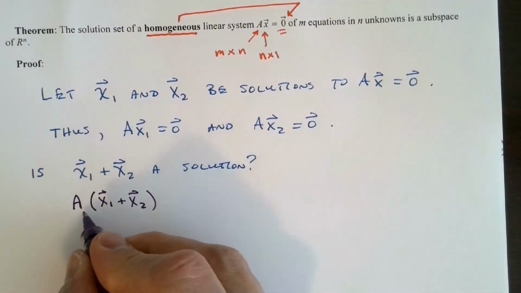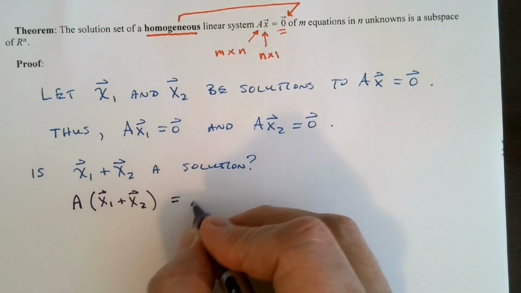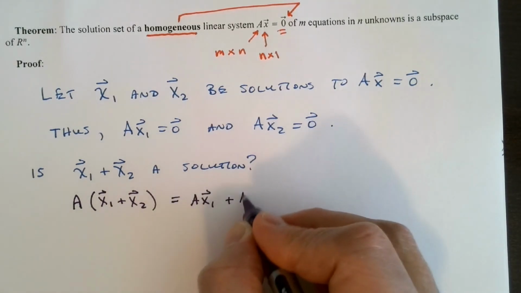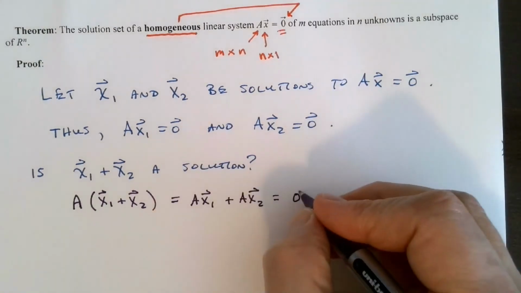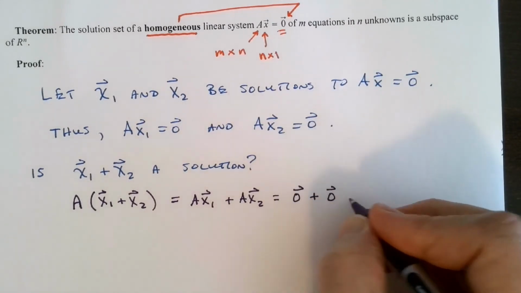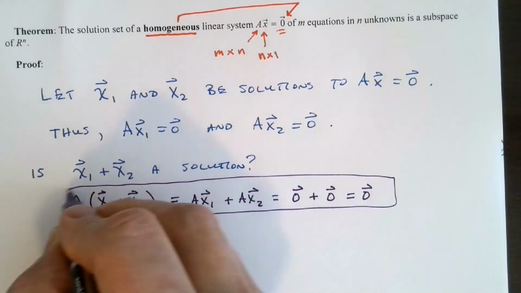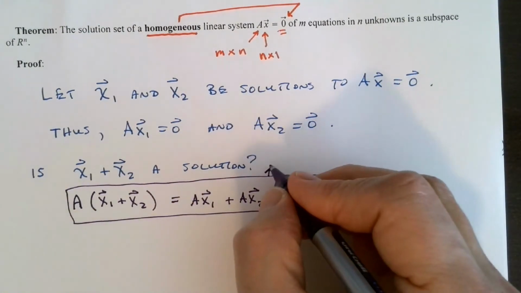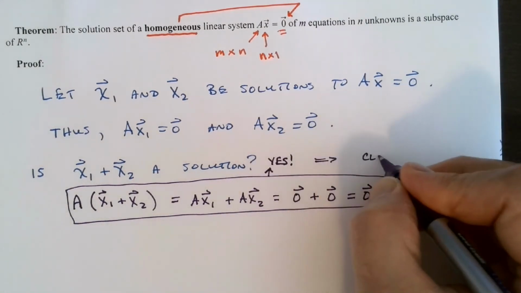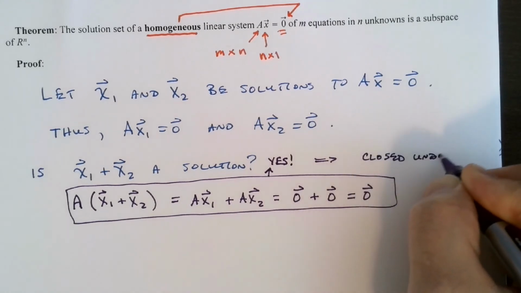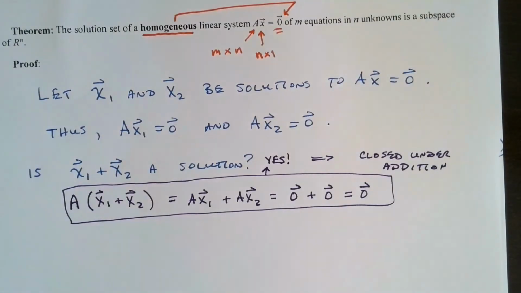Well, we do have a distributive property, in this case, distributing on the left, A over the sum. Right. But what's A times x1? It's the 0 vector. What's A times x2? It's the 0 vector. Add those together, we get the 0 vector. So this here tells me what? Yes. Closed, we're closed under addition. So I've taken two arbitrary solutions, added them together, and I get a solution.